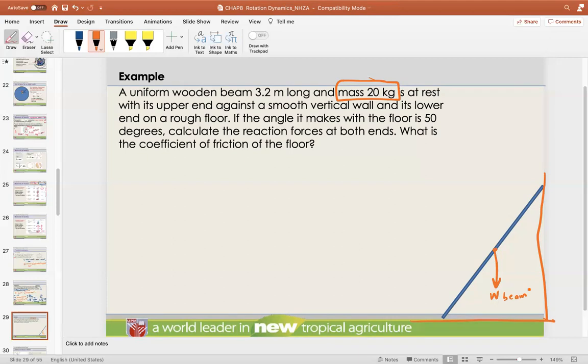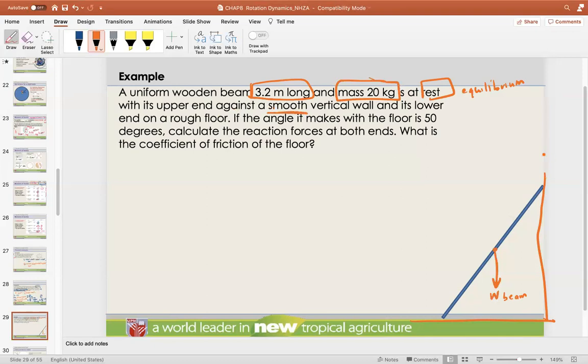Okay, so it is at rest. So that is your other condition. It is at rest, so you know that it is in equilibrium. And this is the length, with its upper end against a smooth vertical wall.